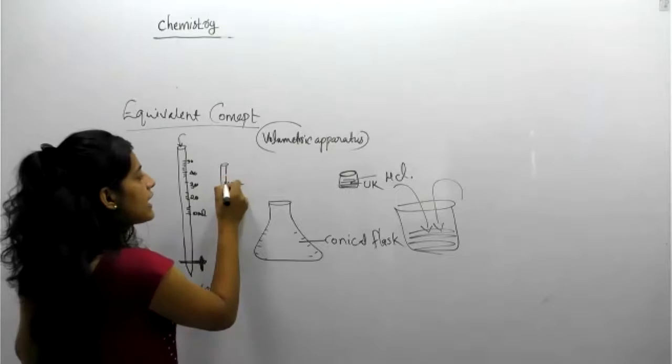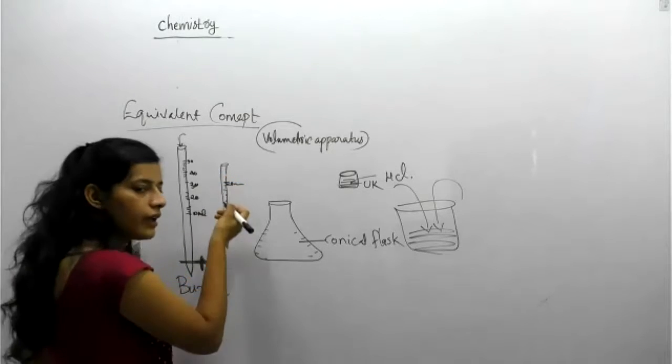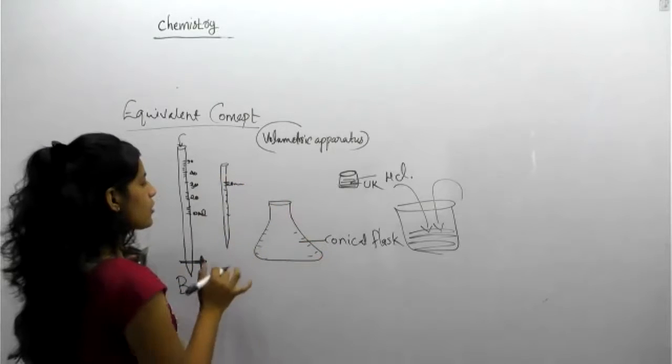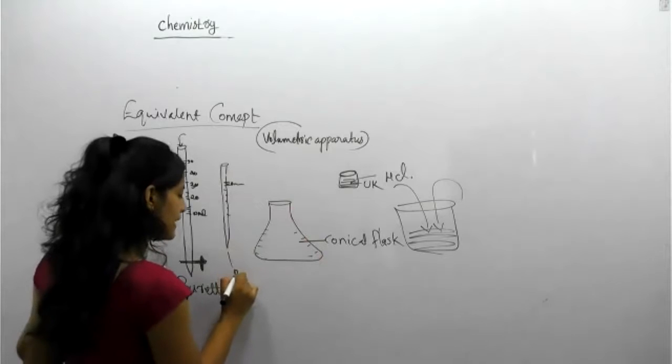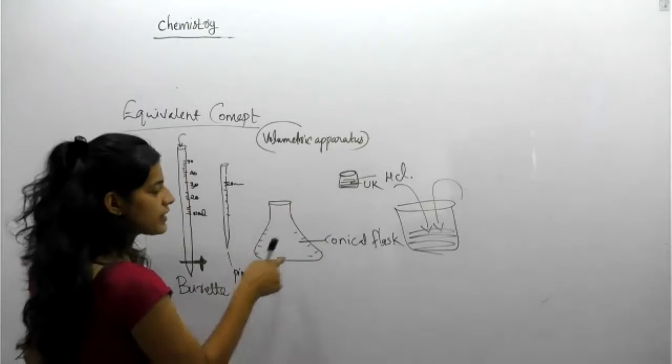According to the reading 20, you want to maintain the reading at 20. So you can suck up to 20, and the remaining water you can eliminate. Okay, no problem. That kind of apparatus is called a pipette. This one is the pipette, this is the burette, this is the conical flask.